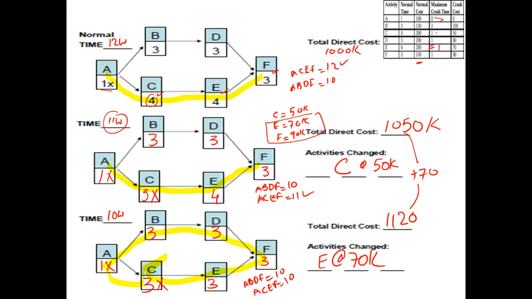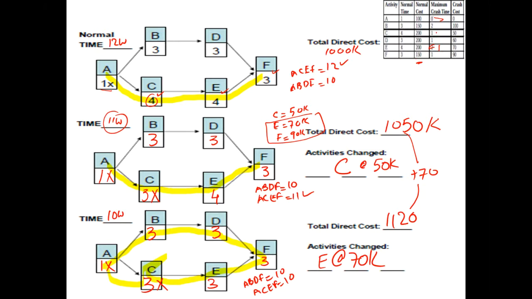Okay, so this is a natural reaction. Once you try to compress your schedule, your project becomes more sensitive. So someone suggested activity D should be crashed. It will not make any difference, because even if you crash D, the path at the bottom is a critical path, and your time will not go down from 10 to 9 weeks.